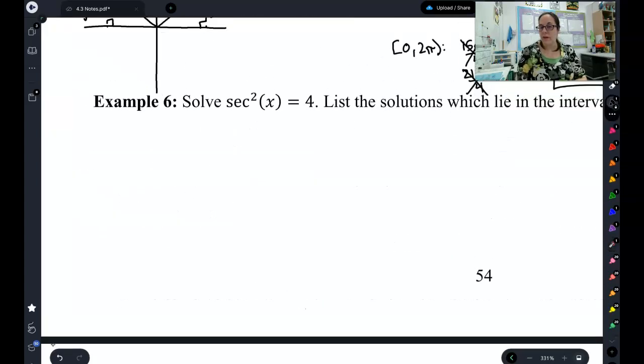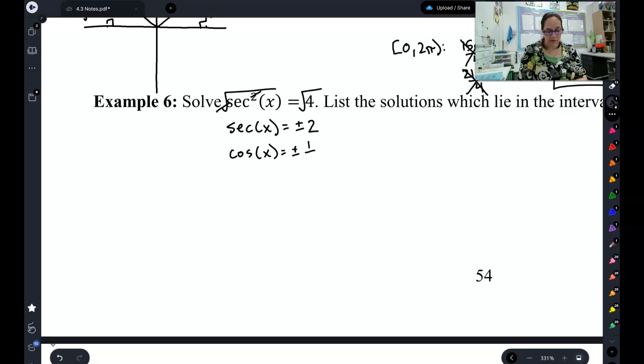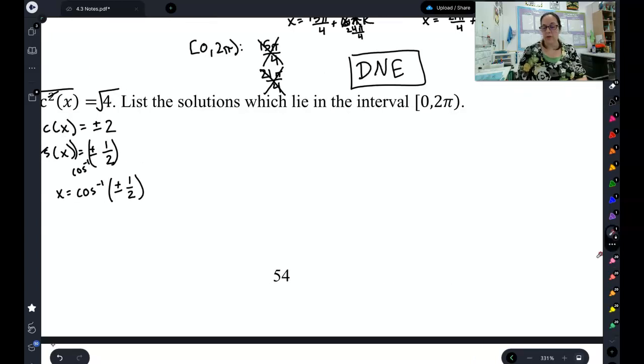Let's do one more for this video and then we're done. Let's solve this one, example 6. We have secant squared, which means the first thing we got to do is square root, so we can get rid of that squared. I have secant of x equals square root of 4, which is plus or minus 2. Remember, we don't like secant, so I'm going to change this to cosine by flipping, and then do my arc cosine to solve for x. So I get x equals arc cosine of plus or minus 1/2. And once again, I want my answers between 0 and 2 pi.